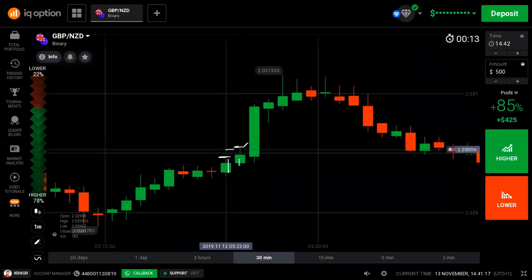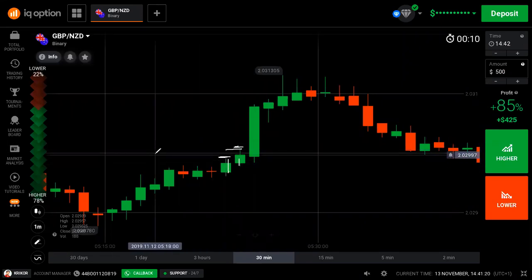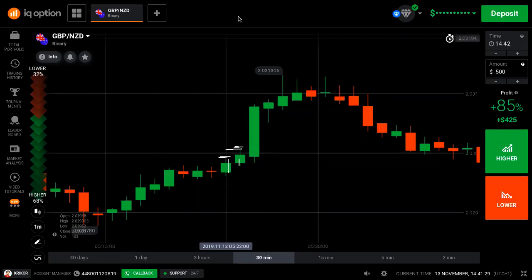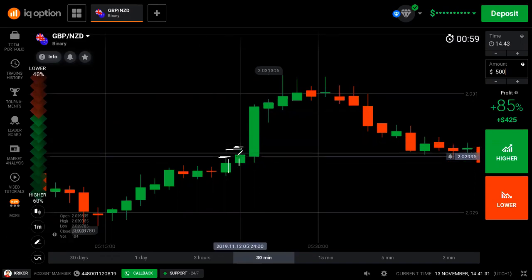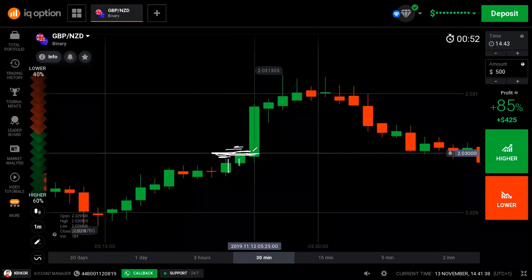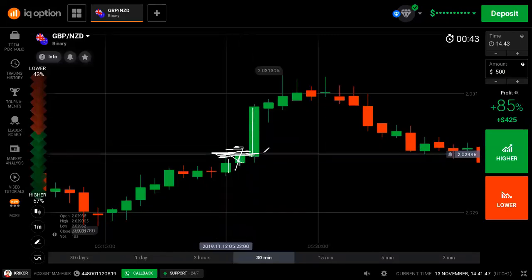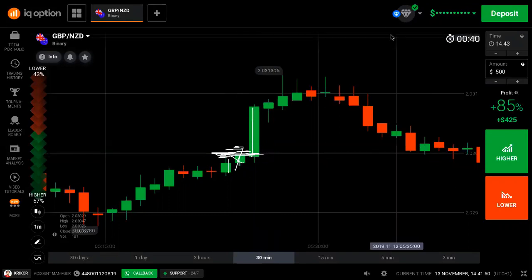Now, after this new high, I can see a level here. I think it's a round number. If I am trading at this level, I'm likely going to stop because this is a round number, 2.030000. So I will stop here after this trade. I will not take this trade because this is a round number.